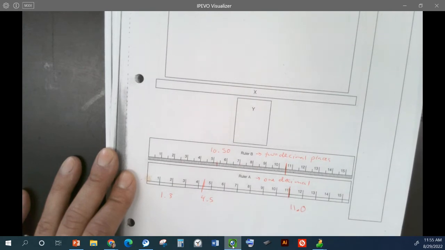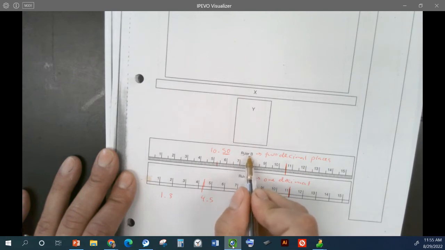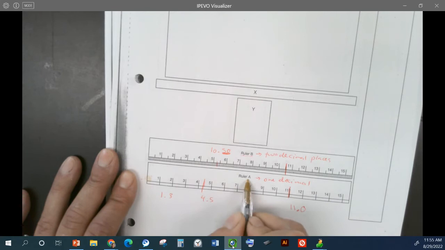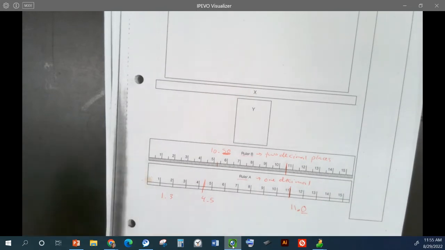So always, for this lab, I need to see if you're measuring it with ruler B, it needs to have 2 decimal places. If you're measuring it with ruler A, it needs to have 1 decimal place, okay, even if it's a 0. That's what I have to grade you on for this lab, okay? All right, questions on that?